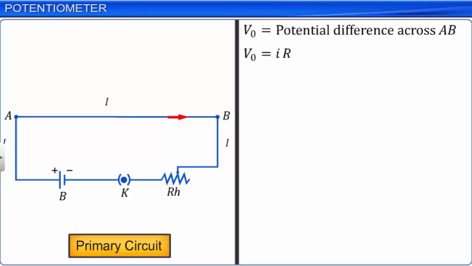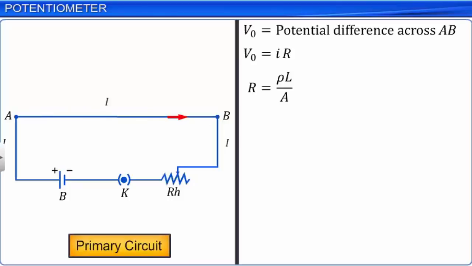We know that the resistance of the wire R is equal to rho L by A, where rho is the resistivity of the wire, L is the length of the wire, and A is the cross-section of the wire. Thus, the potential drop V0 is equal to I into rho L by A.